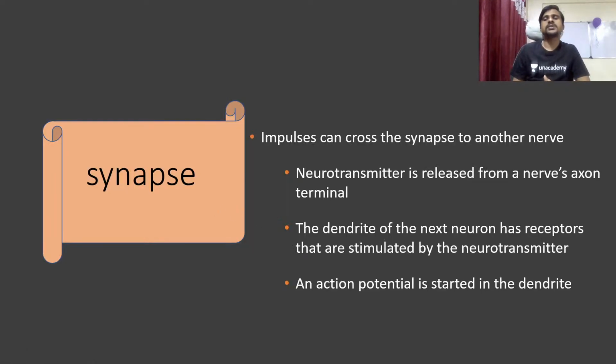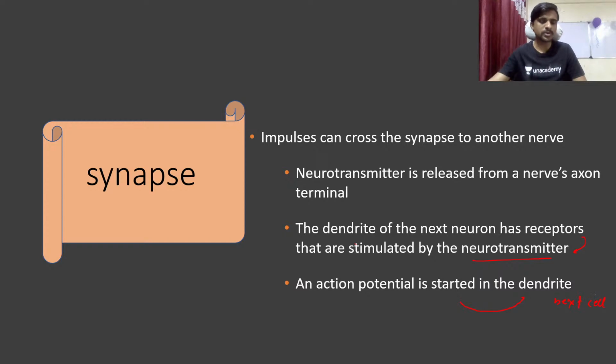The synapse is the gap between two neurons. Impulses can cross the synapse to another nerve. A neurotransmitter is released from the nerve's axon terminal. The dendrites of the next neuron have receptors for the neurotransmitters, and the action potential starts in the dendrites of the next cell.